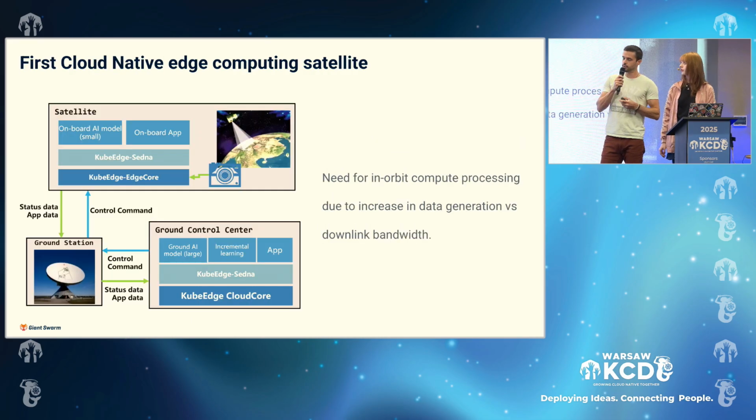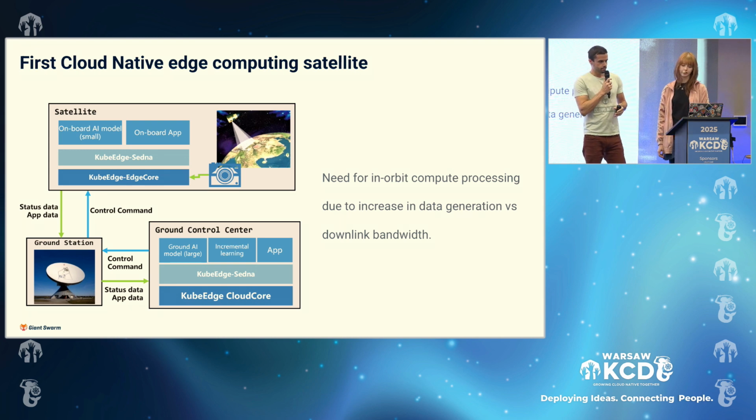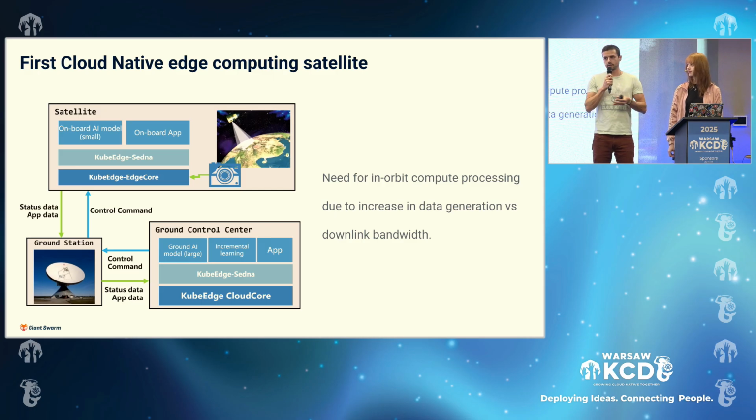The next one, which is pretty cool, is about space. The first cloud-native edge computing satellite, which is basically KubeEdge on your satellite. Originally, this application was for flood prevention and disaster mitigation. You would have a satellite image an area, store the picture on local disk and then transmit it downstream to the ground station. Then the report would be compiled by a person. And this was kind of manual and time sensitive.